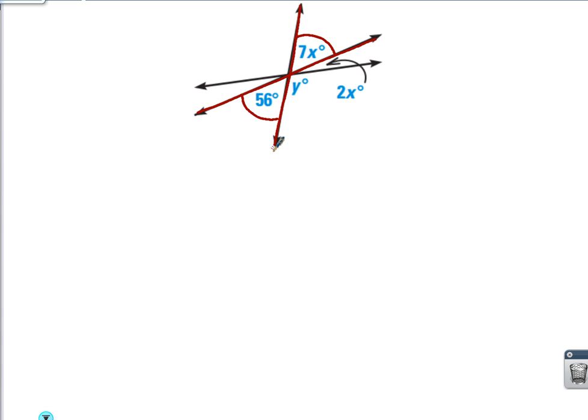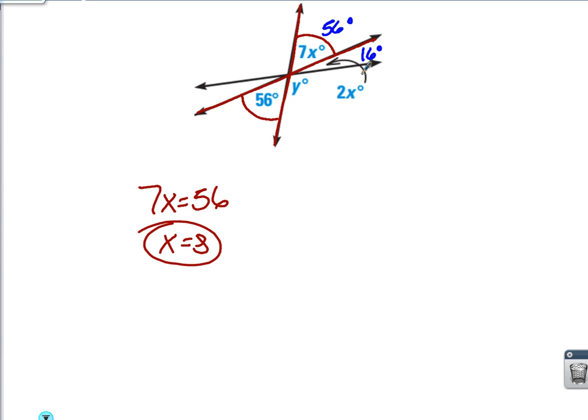Sometimes you might have to erase or try to blot out another line so that it doesn't confuse you. But 7x is going to equal 56. So x must be 8. That means that now everywhere you have an x, you can put an 8. So not only does this x equal 8, which gives you your 56, but also this x, which makes this a 16-degree angle. 2 times x is 16. Well, don't we have vertical angles here as well? If this is 16, wouldn't this be 16?